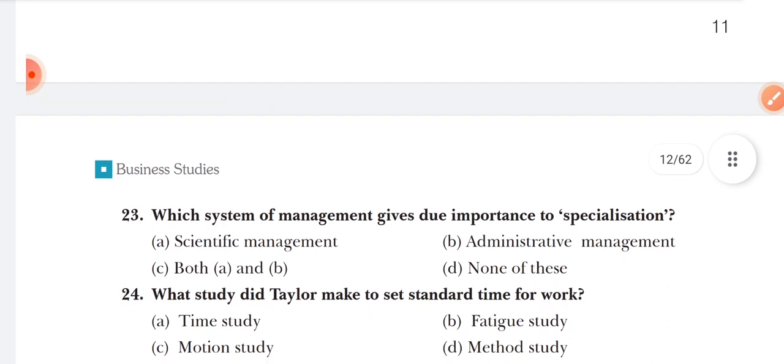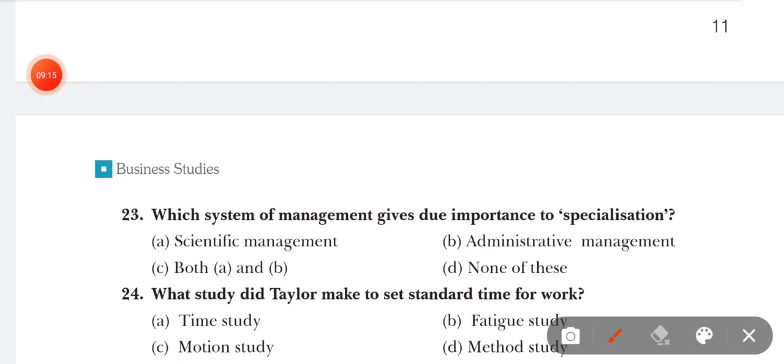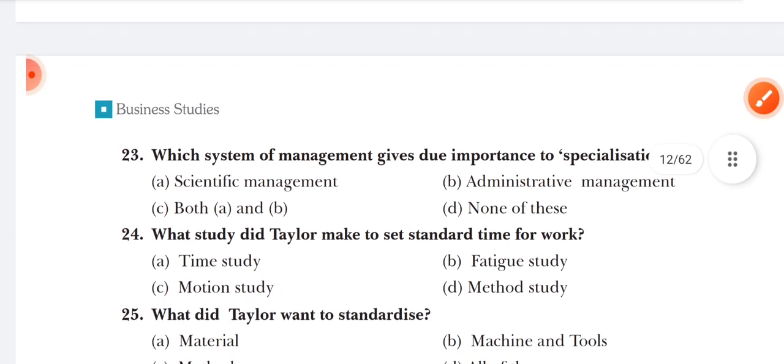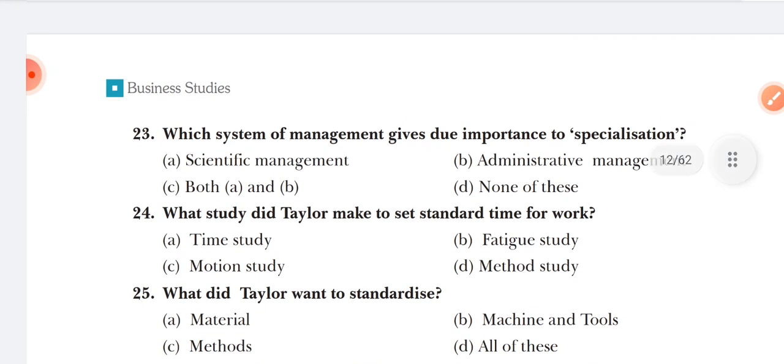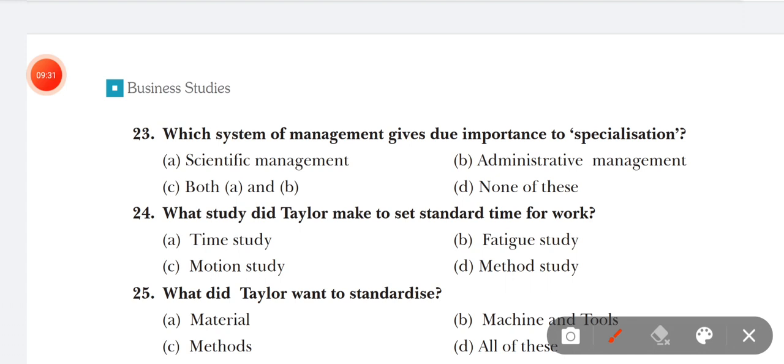Now question 24. What study did Taylor make to set standard time for work? And the correct answer of this question is option A, time study. Now question 25. What did Taylor want to standardize? And the correct answer of this question is option D, all of these.